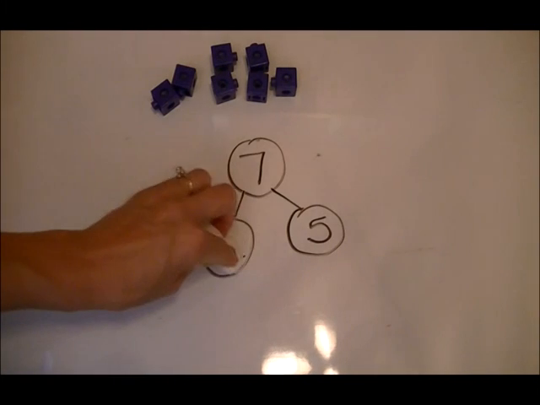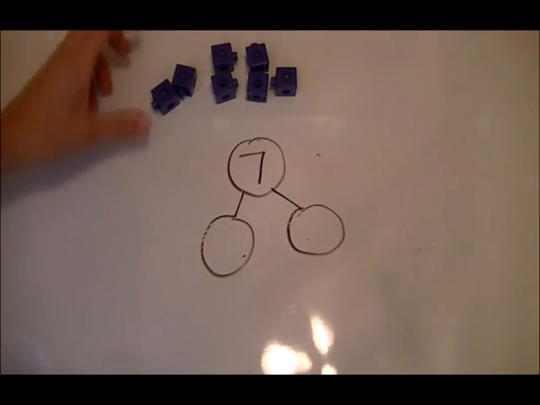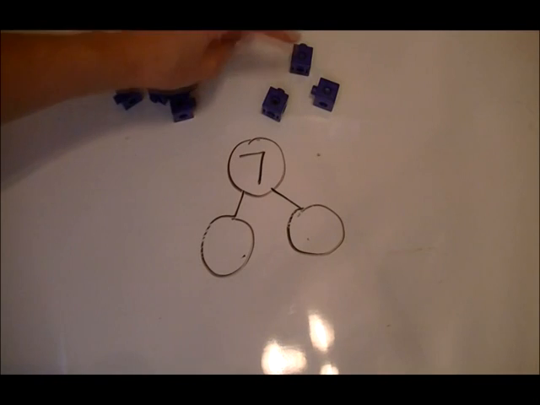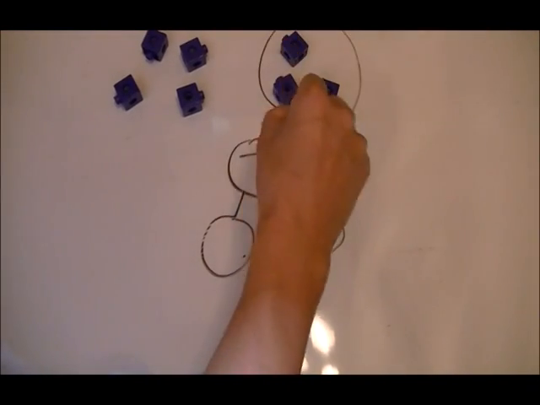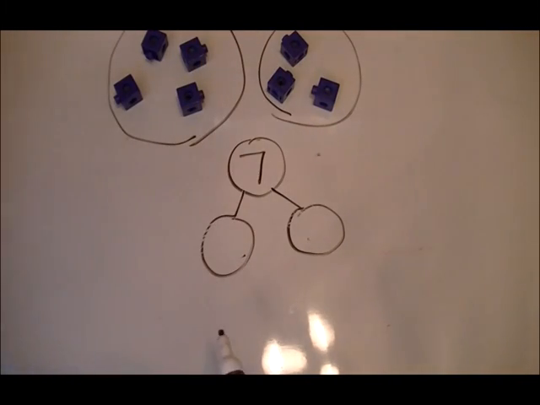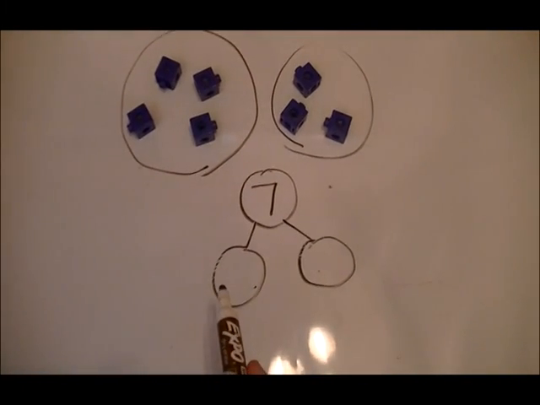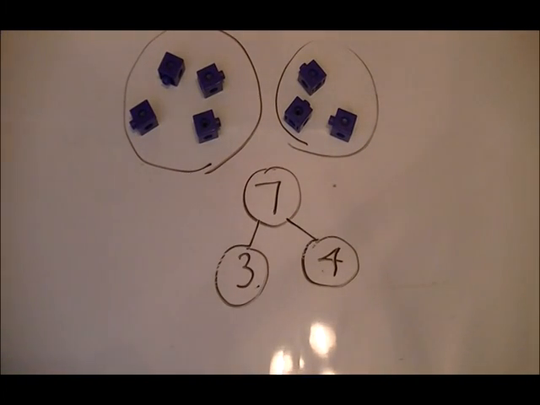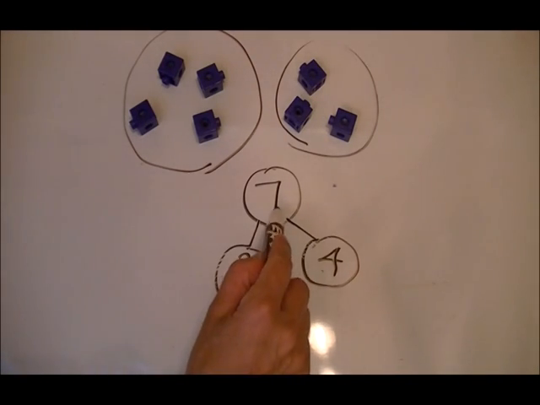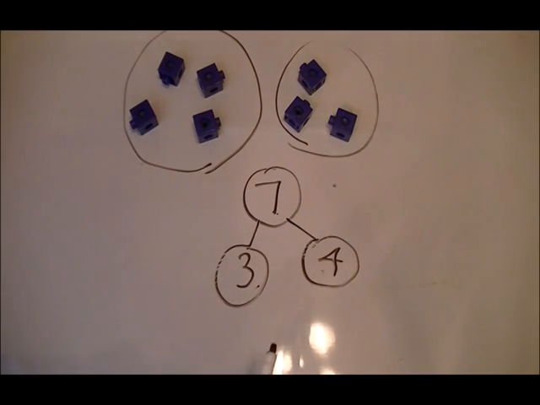Like, let's see. What are other ways we can make 7? We can make 7 by saying we have 3 and we have 4. So 3 and 4 are ways to make 7. So for a lot of numbers, there's different ways that you can make up that whole number. Can you think of another way that you can make 7?